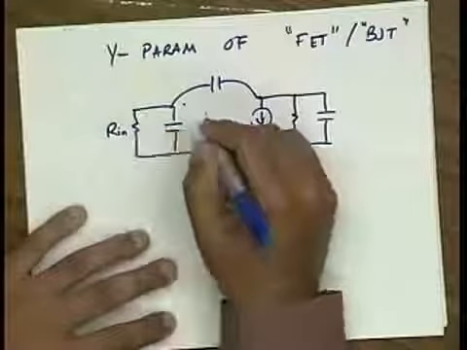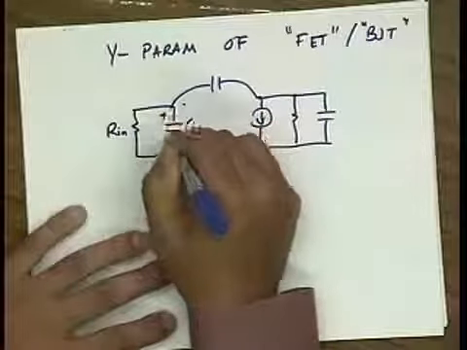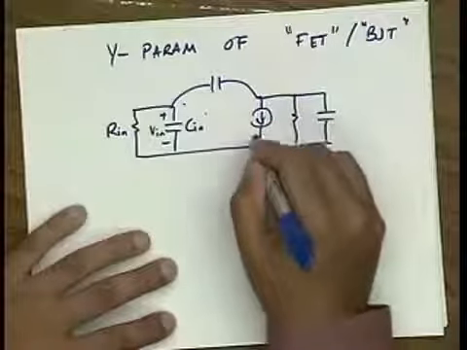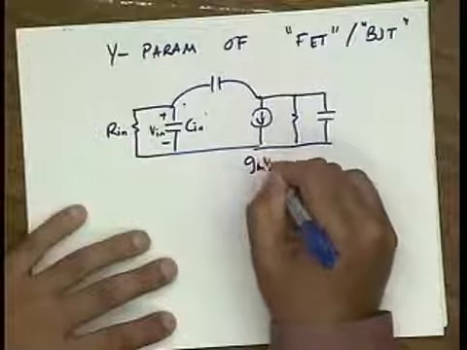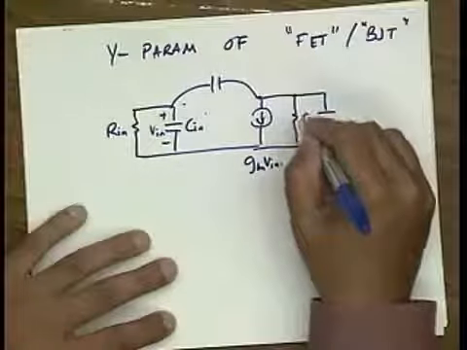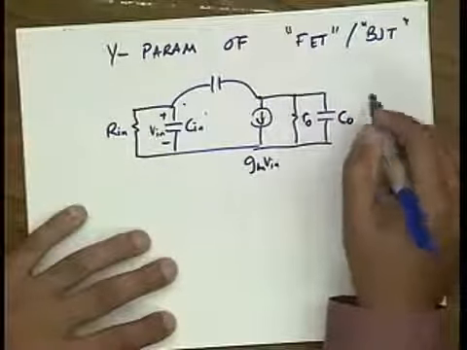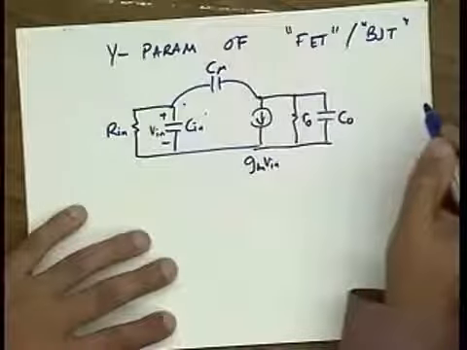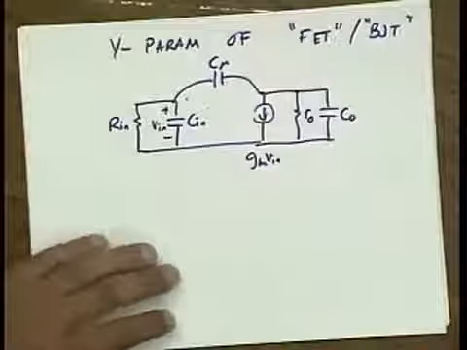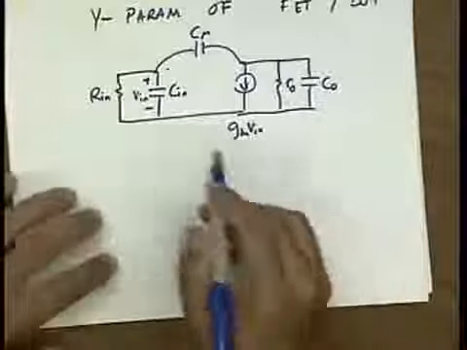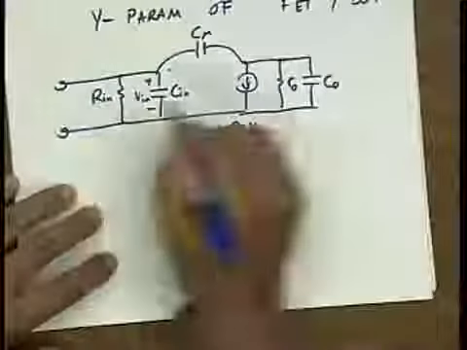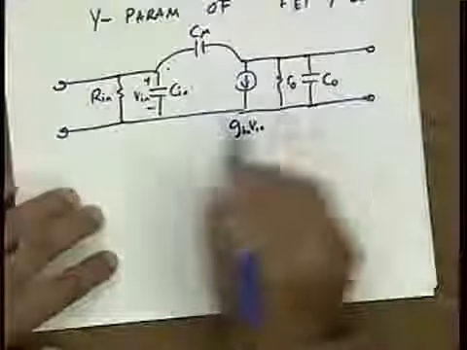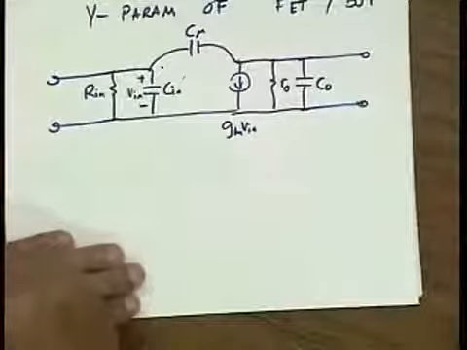Where this is R in, this is C in, voltage across here is V in. This current here is GM times V in. This is the R out of the device. This is the output capacitance of the device. And of course, this is C mu of the device. And this is the input port, let's say, and this is the output port. So this is a common source configuration.